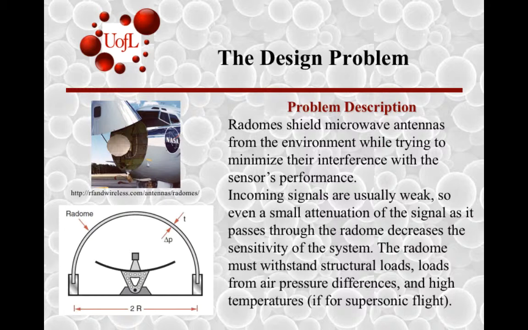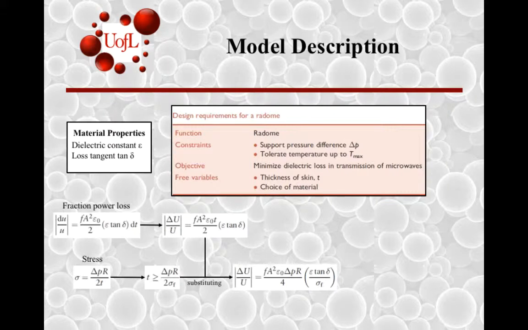Because incoming signals are usually weak, even small attenuation of the signal can decrease the sensitivity of the system. They also must be able to withstand structural loads, such as air pressure loads, and sometimes high temperatures, whether it's supersonic flight or anything going to and from space. Two critical material properties for performance are the dielectric constant epsilon and the loss tangent tan delta.